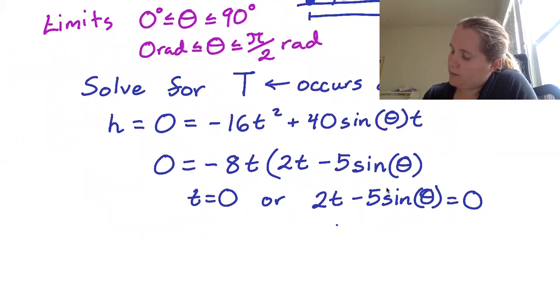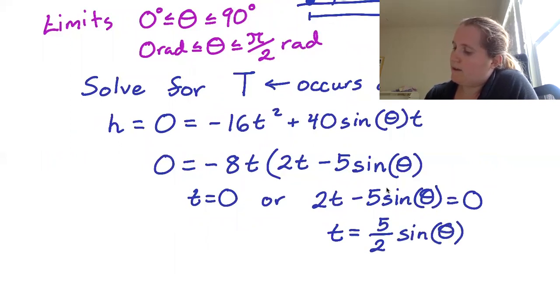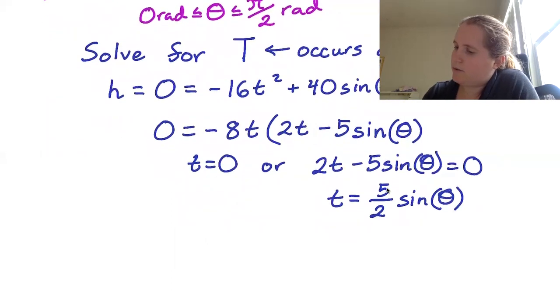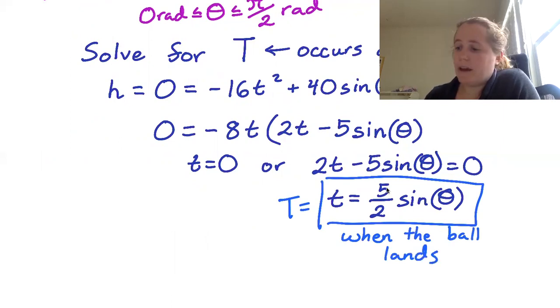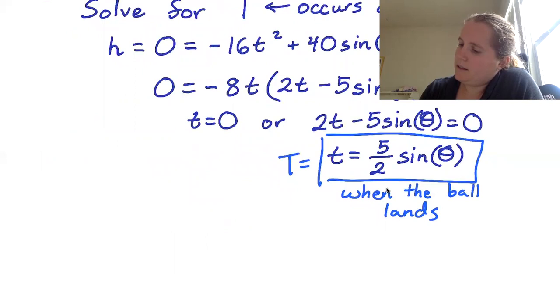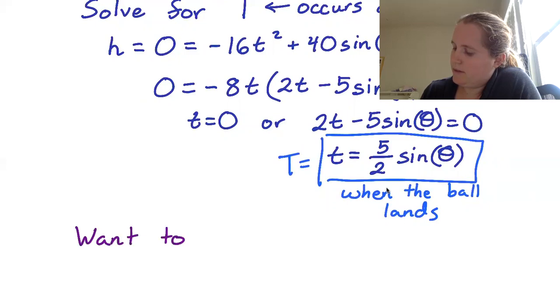And so we wind up getting here that t is equal to 5/2 sine theta. And this is the one we want. So this will be our capital T. This is when the ball lands. And so what we have then is we want to maximize distance.